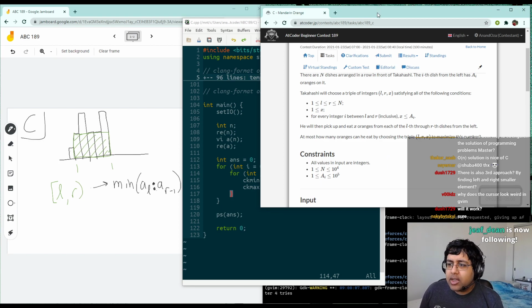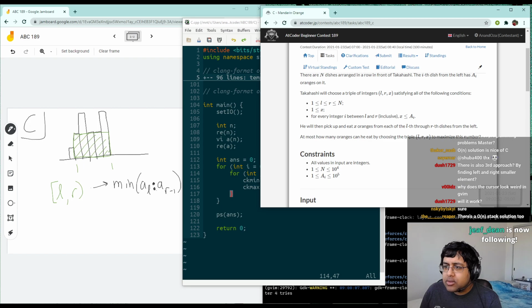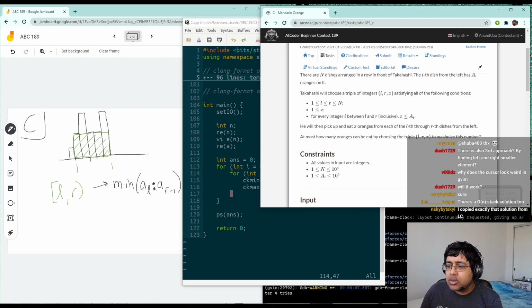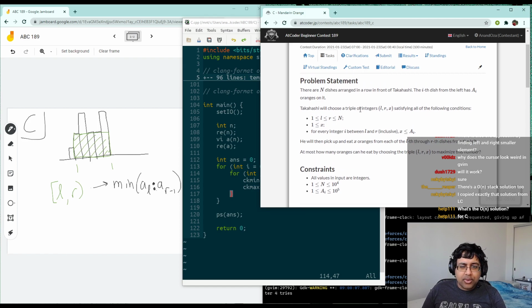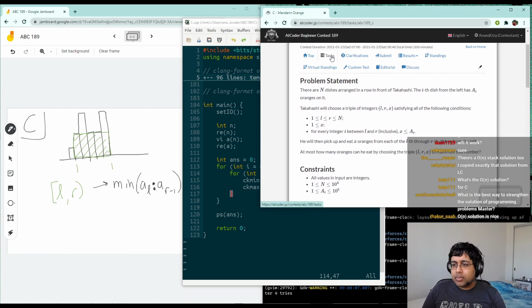But yeah. And then Dish 1729 says, is there also a third approach with the left and right smaller element? I'm not really sure. And someone says there's an O of n stack solution. Wow, that's super cool. I might get back to that at the end of the stream. I think for now I'll move on to D, E, and F. Just because we've already gone through, I think, the intended solution.